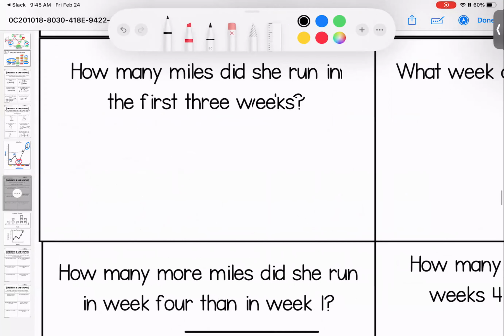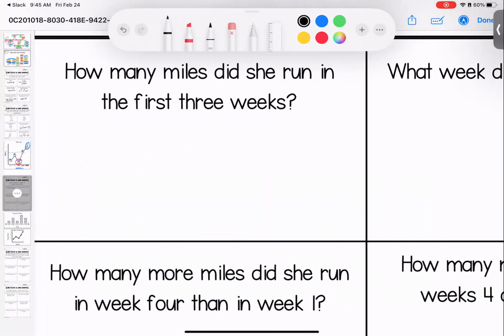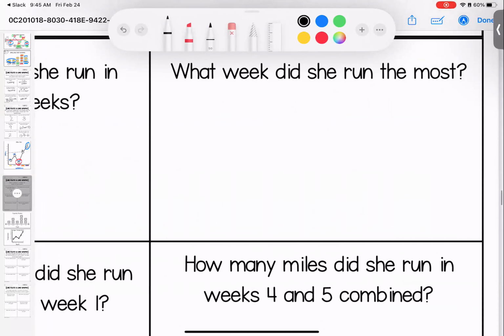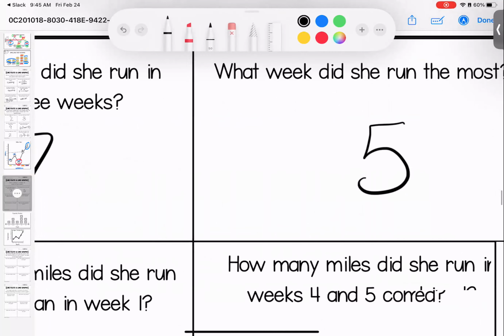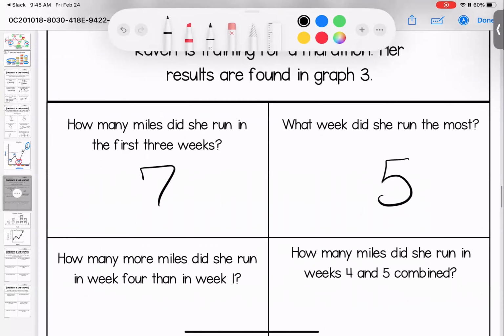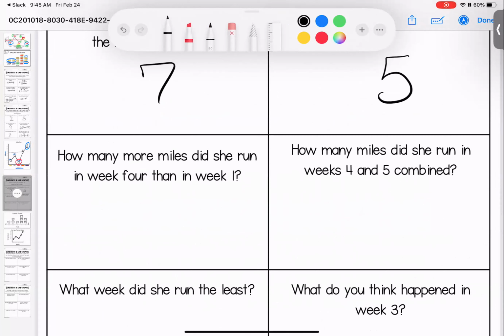So writing these in for those of you that like to see it, how many miles did she run in the first 3 weeks? She ran 7. What week did she run the most? She ran the most in week 5. How many more miles did she run in week 4 than in week 1? We said that it was 4. It was 6 minus 2.